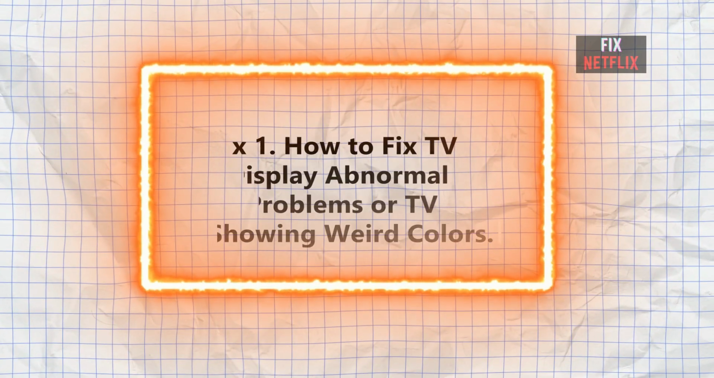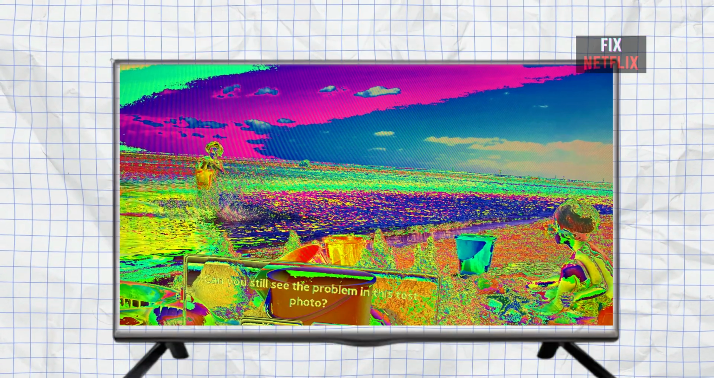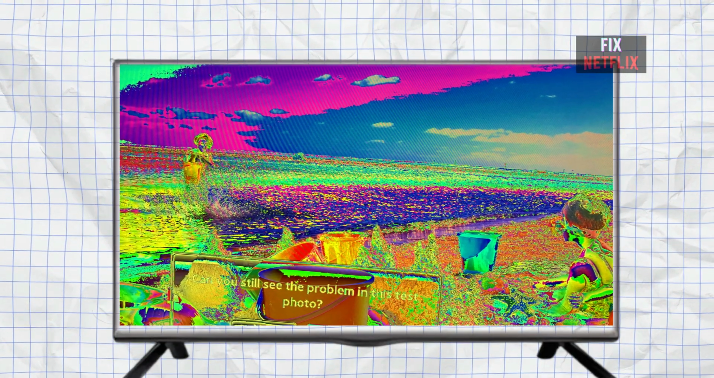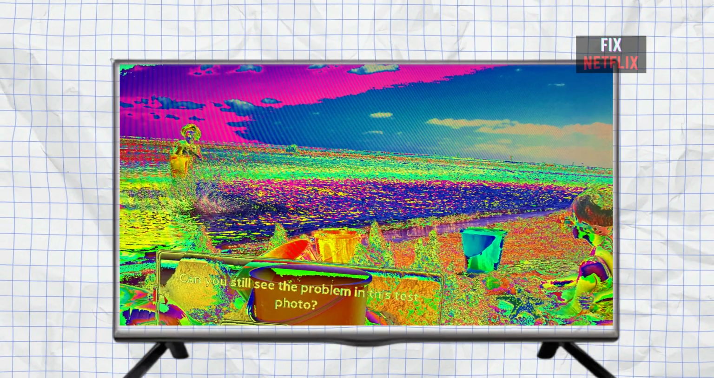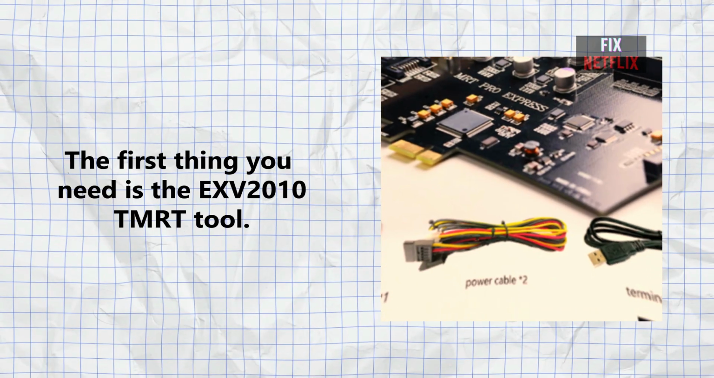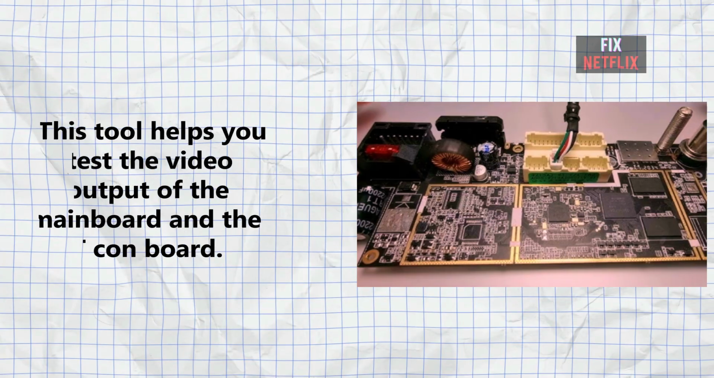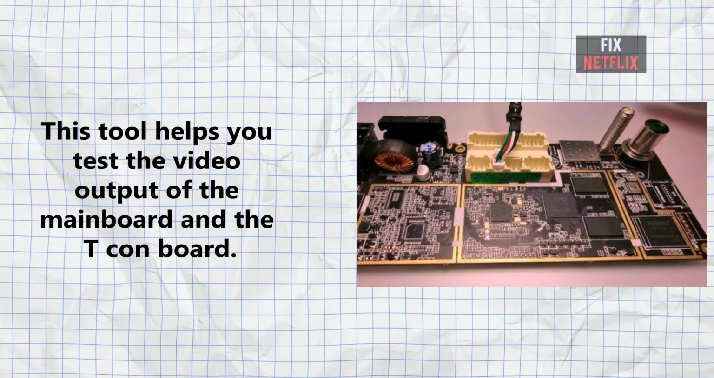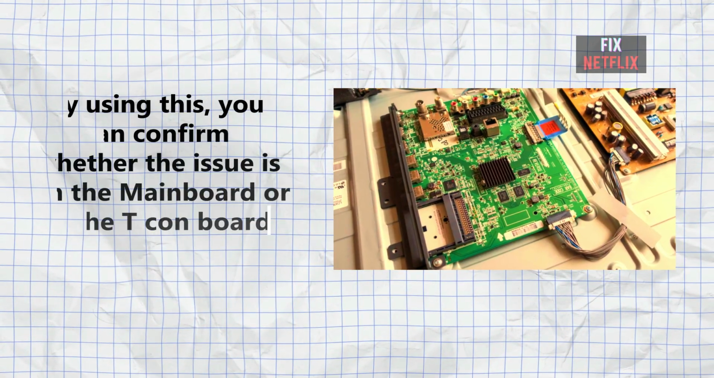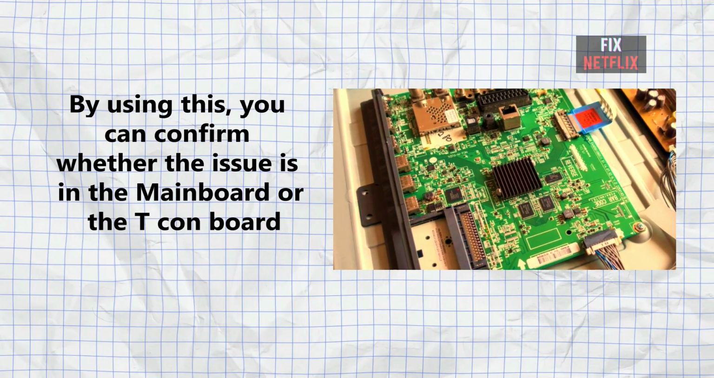Fix 1. How to fix TV display abnormal problems, or TV showing weird colors. First up, let's talk about abnormal display problems. Whenever your TV shows weird colors, broken images, or strange distortion, the first thing you need is the EXV2010TMRT tool. This tool helps you test the video output of the mainboard and the TCON board. By using this, you can confirm whether the issue is in the mainboard or the TCON board.